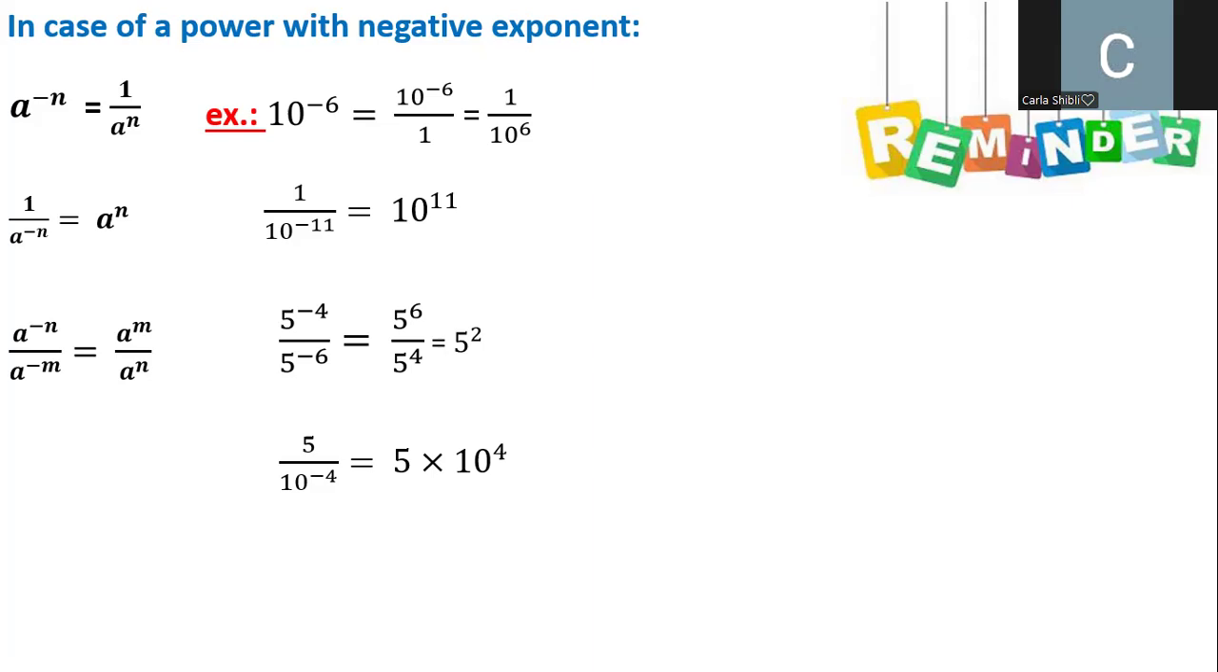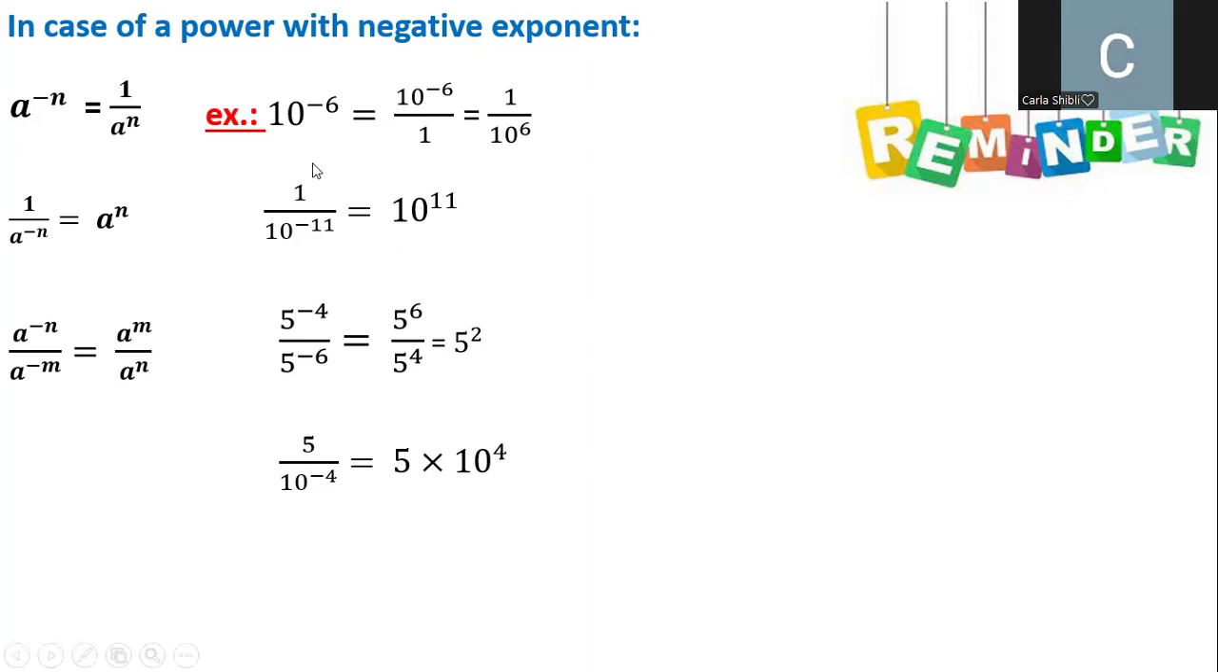So what I do is a to the power minus n, I change it to a fraction, I write it over 1. Now, the negative exponent in my fraction is in the numerator. To change it to a positive exponent, I take it down to the denominator. And since I have nothing in the numerator, I have to write 1. So a to the power minus n equals 1 over a to the power n.